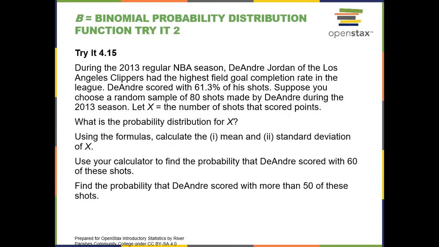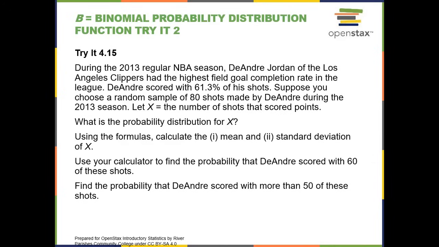And you want x value exactly 60. So that's why I'm using binomial PDF. Paste, enter, and enter. That probability is 0.0035. Okay, 0.004. So 4 out of 1,000 chance.